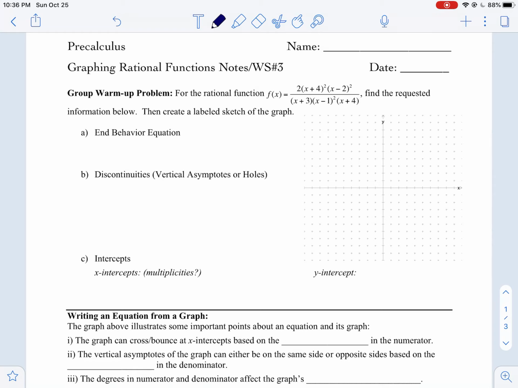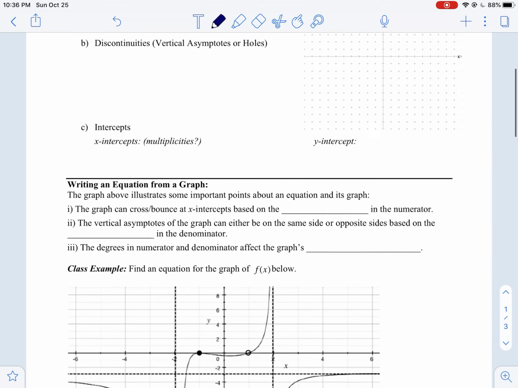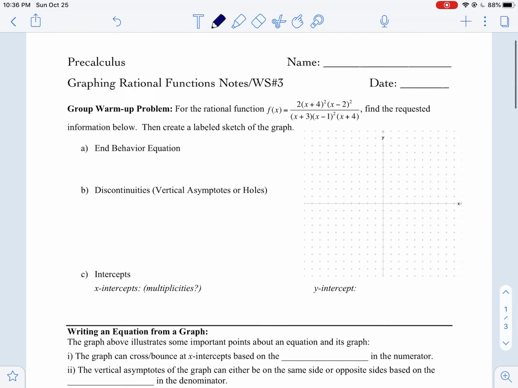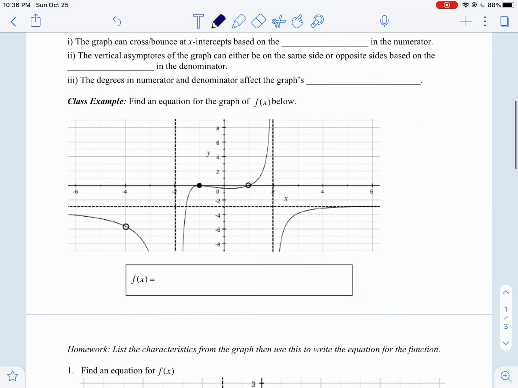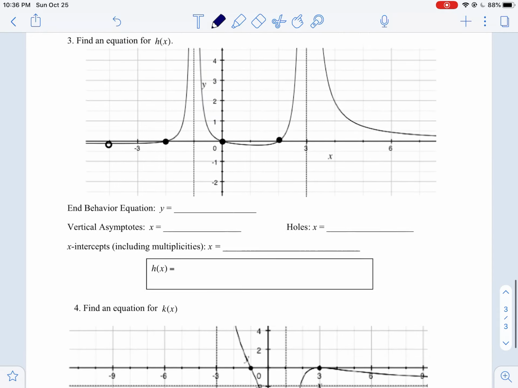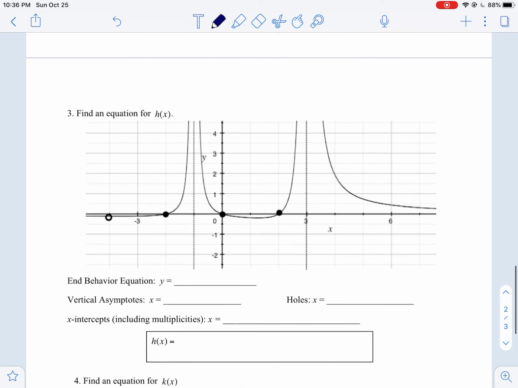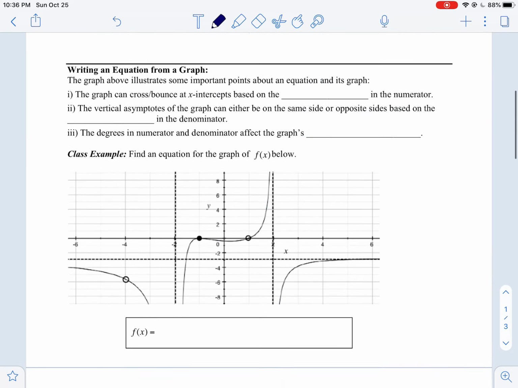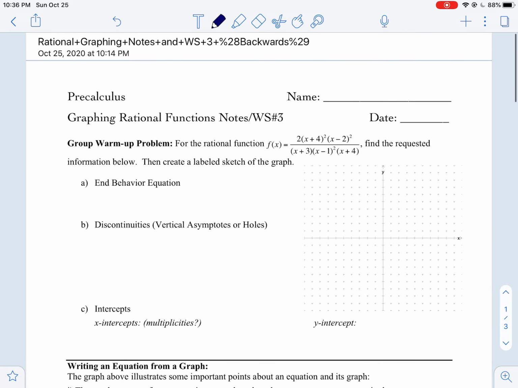What I would like you to do, when you look, it says that you're supposed to submit both your notes and Worksheet 3. What that means is, watch this video, and as you watch this video, fill in these notes for this first example, and then your homework is to complete the rest of this. There are 4 of them for you to try. That is what you're going to submit on Canvas this week.